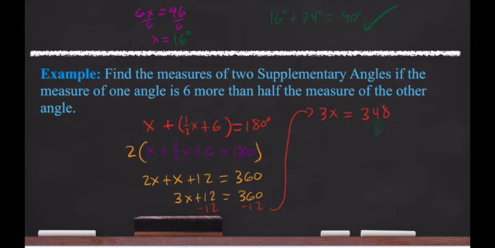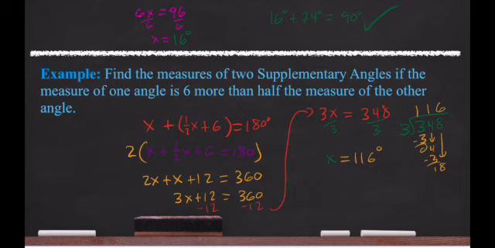Let's divide by 3. So we have x equals 348 divided by 3. 3 into 3, 1 time. That's 0, bring down the 4. 3 into 4, 1 time. That's 3, 1 remaining, bring down the 8. 3 into 18, that is going to be 6 times. So our answer is x equals 116 degrees. That is the first angle.